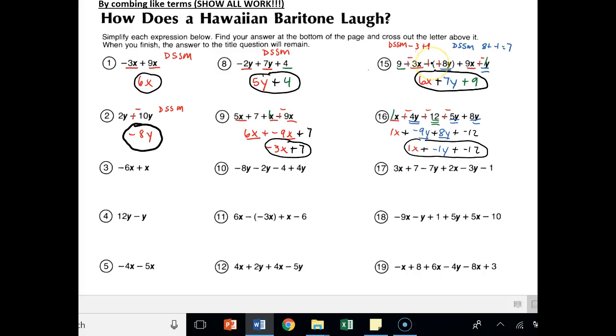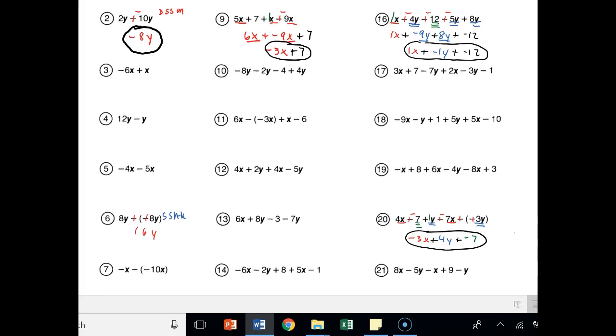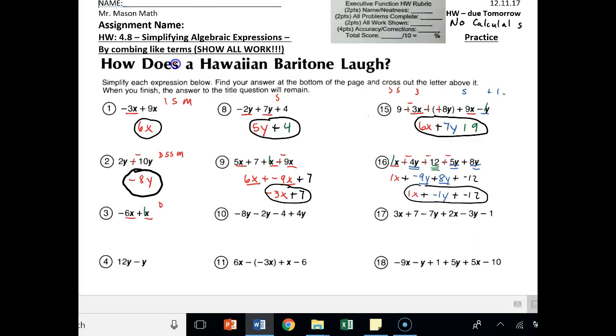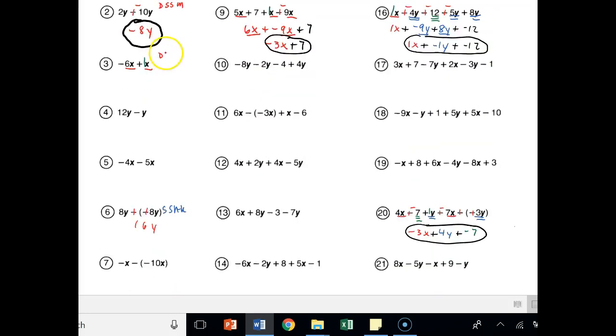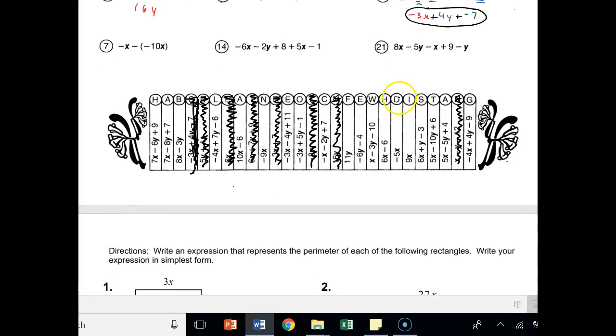I've done some problems again in hopes to limit all the problems that you have to do. So let's do a couple together. So I have negative 6x plus x. Remember, that's a 1x because a variable by itself has a coefficient of 1. So it's negative 6 plus 1. That's different signs, subtract more. So 6 minus 1 is 5, but I have more negatives, so that's negative 5x. So I'll circle my answer, negative 5x. I'll go down to the bottom and look for negative 5x. It's right here, and I'll cross off this whole letter D.